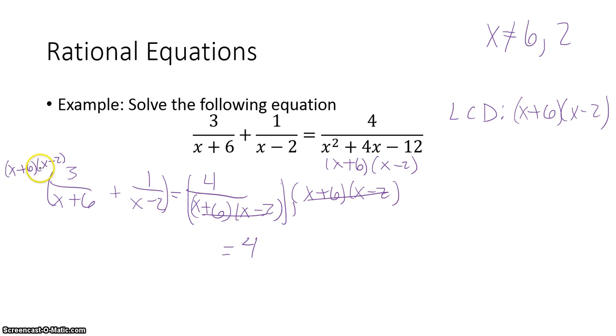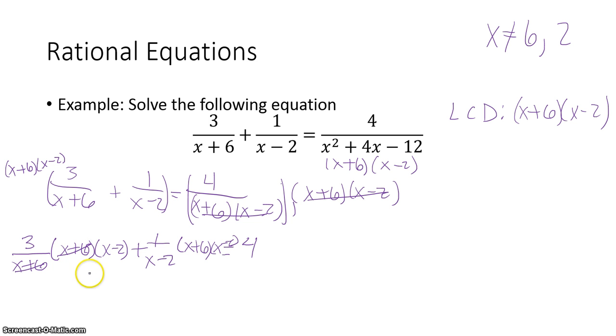When we distribute x plus 6 times x minus 2 onto the first term, we get 3 over x plus 6 times x plus 6 times x minus 2. Same thing for 1 over x minus 2, x plus 6 times x minus 2. In this expression, the x plus 6 on the bottom cancels with the x plus 6 on the top, leaving us with 3 times x minus 2. Second term, the x minus 2's cancel, leaving us with 1 times x plus 6, still equal to 4.